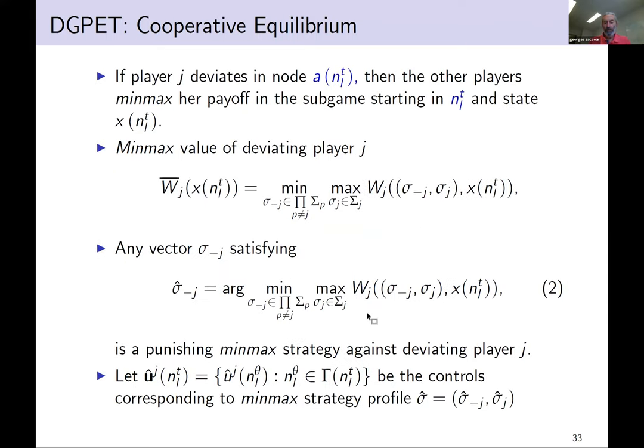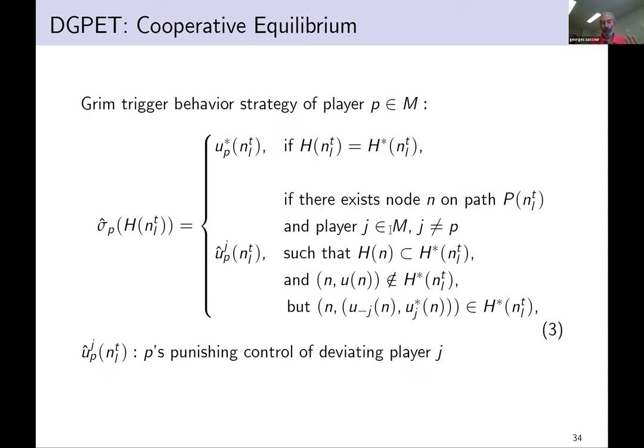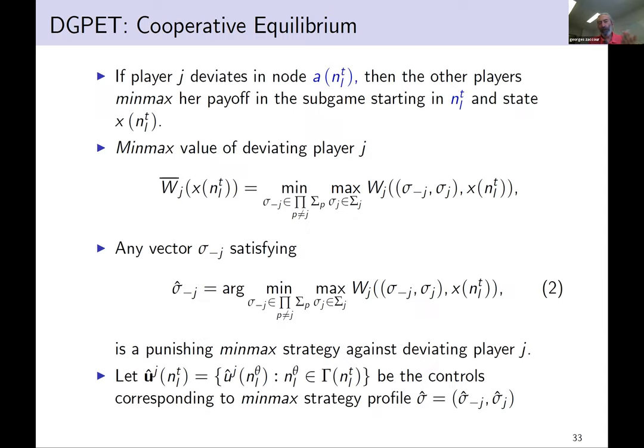So here the idea is the following. If we observe that a player has deviated, all other players will be punishing this player in a certain way. Now, this punishment has to be somehow harsh enough for this player to think twice before deviating. Now, what this player is going to do is to compare, of course, the payoff that he can get by deviating from the equilibrium to the punishment that the other players will be incurring on him.